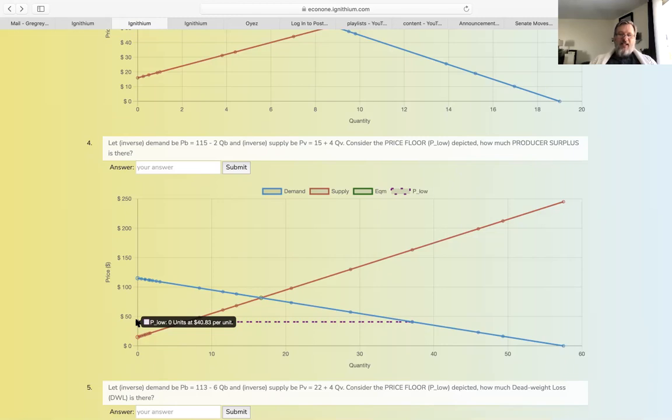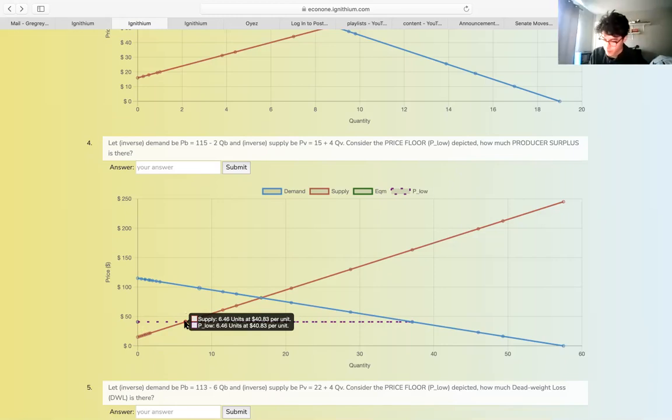40.83 minus the intercept there is at 15, and then it's going to be times the height of this triangle, and right there it's 6.46 units. Can you see that? Yeah, I can. Times 0.5. And what did you get?